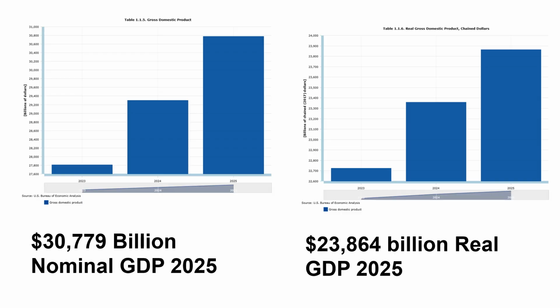And now I just want to take a look at, when we look at the overall economy, how big it really is. So the U.S. nominal GDP was at close to $31 trillion in 2025, and the real GDP was close to $24 trillion in 2025. So nominal GDP, again, is not adjusting for inflation, meaning these are inflated dollars.